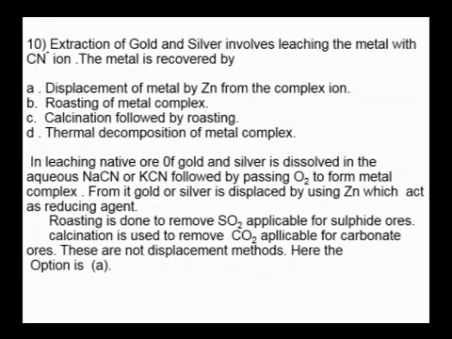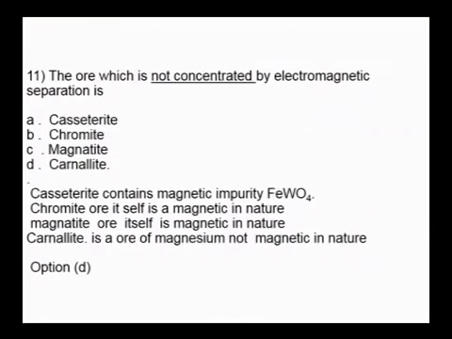So the other three options are not correct because roasting is a concentration method, it is not a displacement method. Calcination is also not a displacement method, it is also a concentration method for carbonate ores. In thermal decomposition, cyanide is not used, the ore or the oxide of the metal is heated alone to decompose it. So now let us see the next question, 11th one.